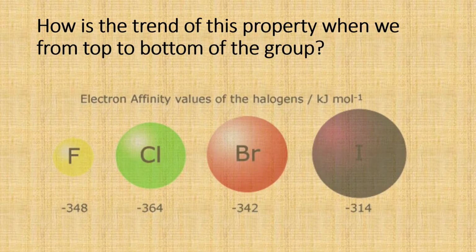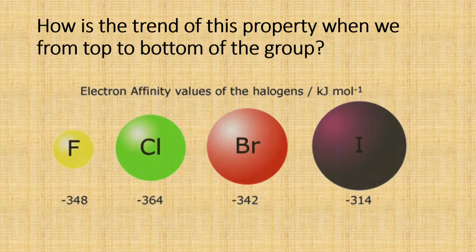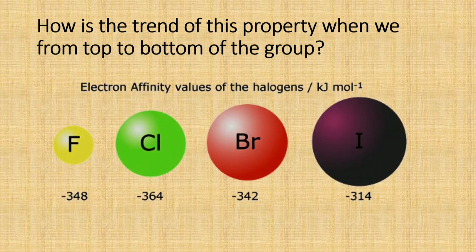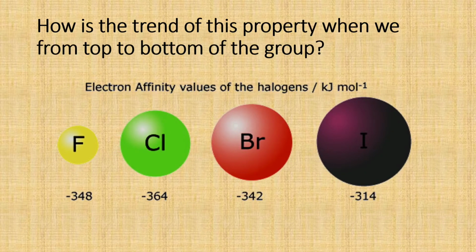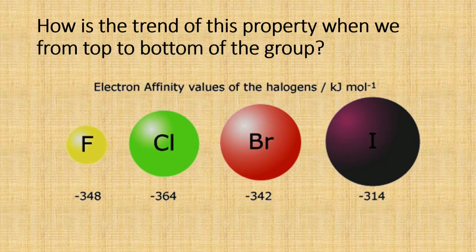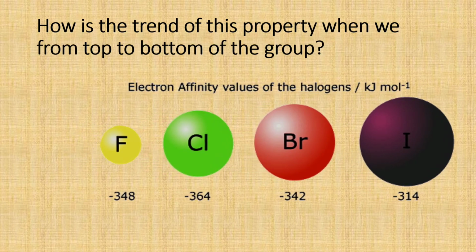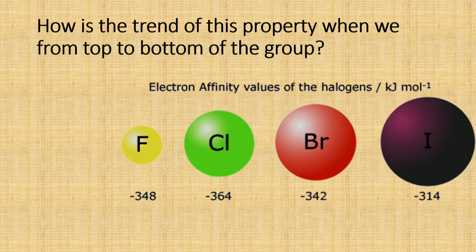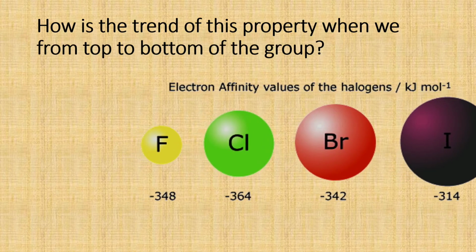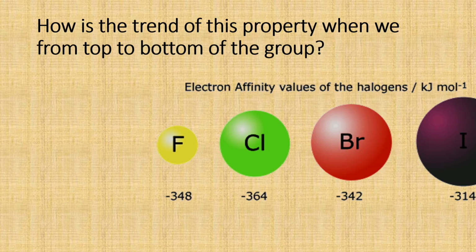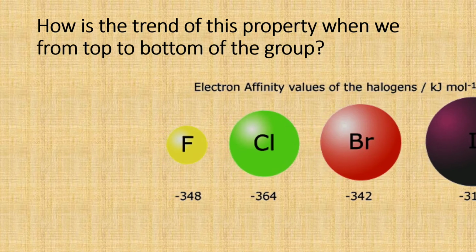Now let us understand the trend of this property from top to bottom of the group. Let us take the example of the halogen family. It starts with fluorine, chlorine, bromine and iodine. The values show that the electron affinity values decrease from top to bottom of the group. With the example of the halogens, we can understand that as the size increases from top to bottom of the group, the electron affinity values decrease.